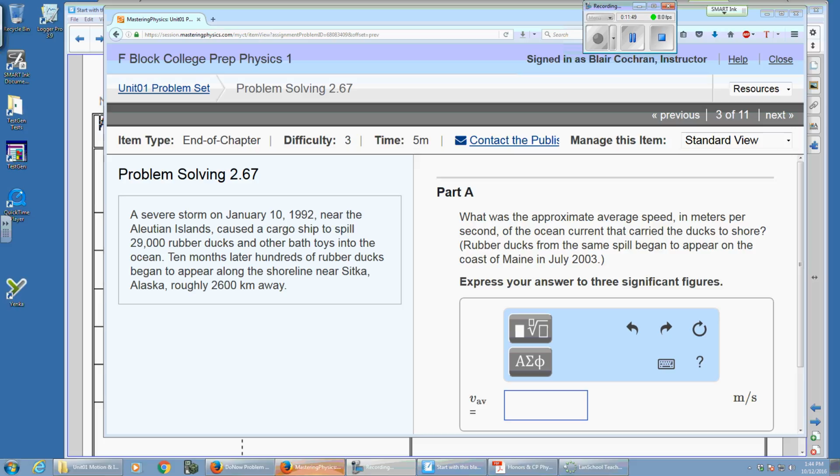A severe storm on January 10th, 1992 near the Aleutian Islands caused a cargo ship to spill 29,000 rubber ducks into the ocean. I just thought this was a cute problem. 10 months later, hundreds of rubber ducks began to appear on the shoreline near Sitka, Alaska, roughly 2,600 kilometers away. What is the approximate average speed in meters per second of the ocean current that carried the ducks to shore?